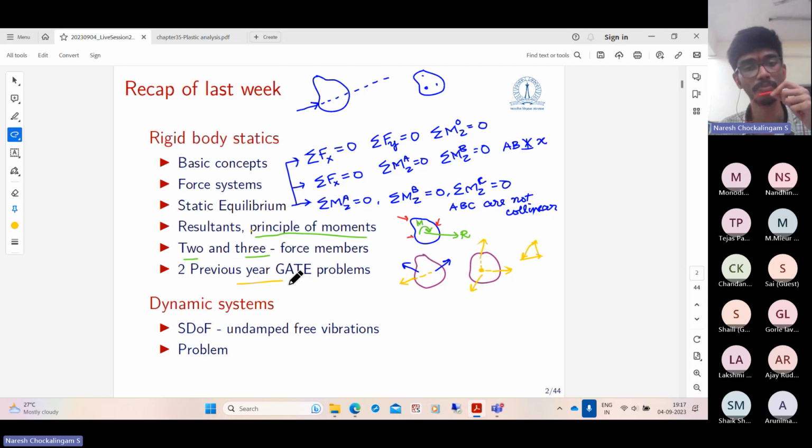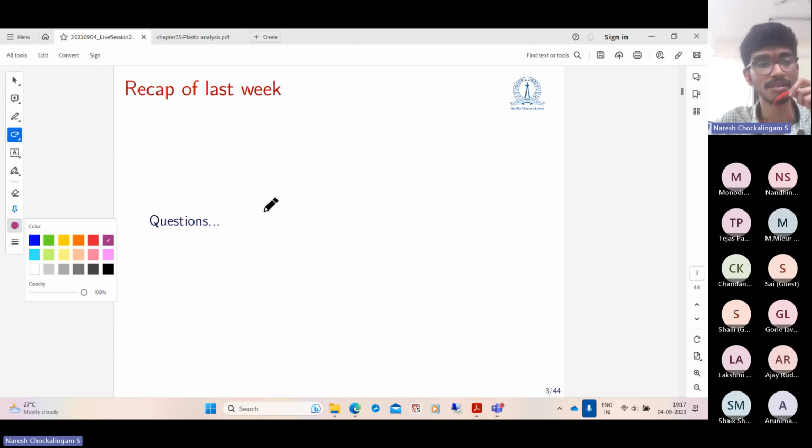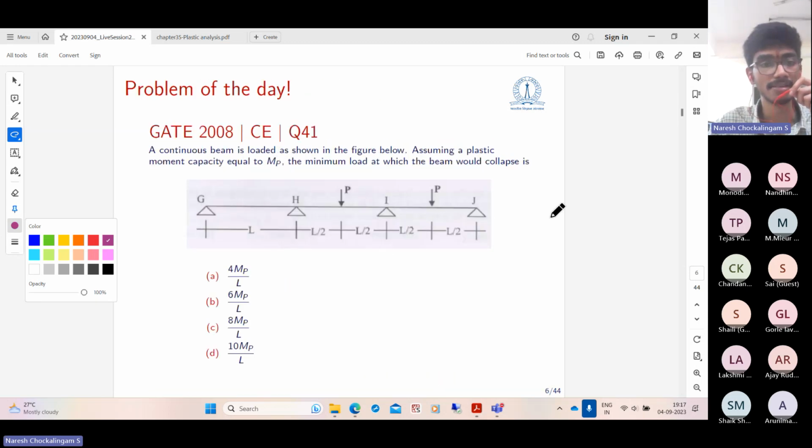And we also solved two previous year GATE problems. Then we also looked at undamped free vibrations of single degree of freedom dynamic systems, and we saw how the governing equation of motion is derived. And we also solved one problem from the 2022 or 2021 GATE. So today, if you have any questions from the last session, you're welcome to ask either now or towards the end of the session. So this is a recap of the last week.